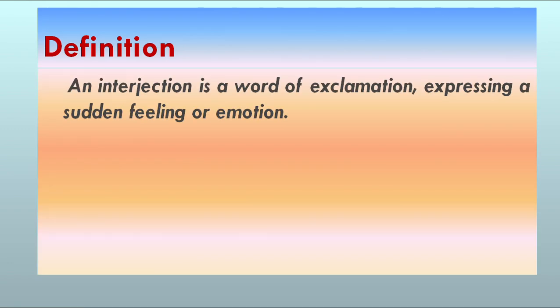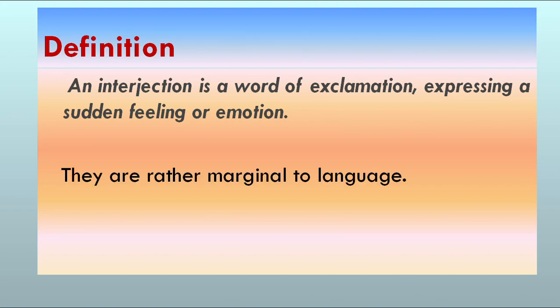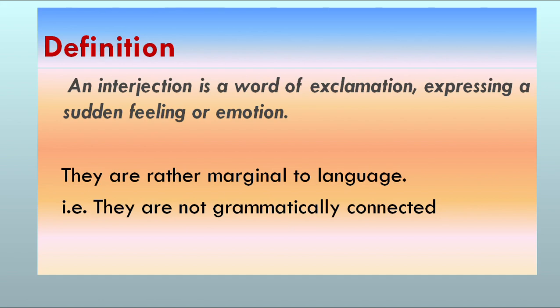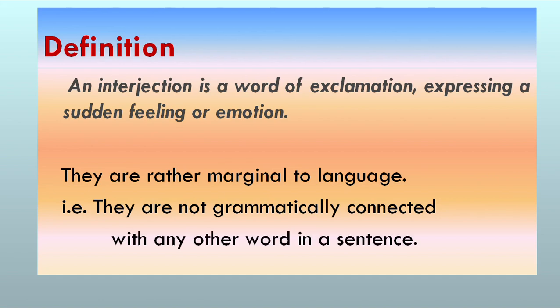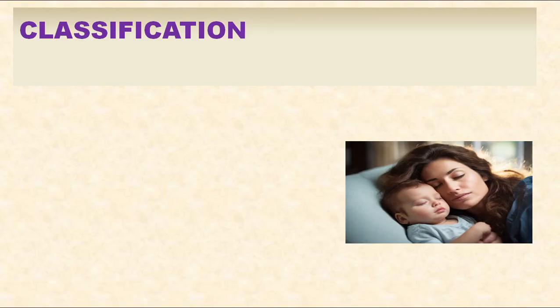First, the definition. An interjection is a word of exclamation expressing a sudden feeling or emotion. They are rather marginal to language. That means they are not grammatically connected with any other word in a sentence. So we can use hurrah by itself, or "Hurrah, we have won the match."